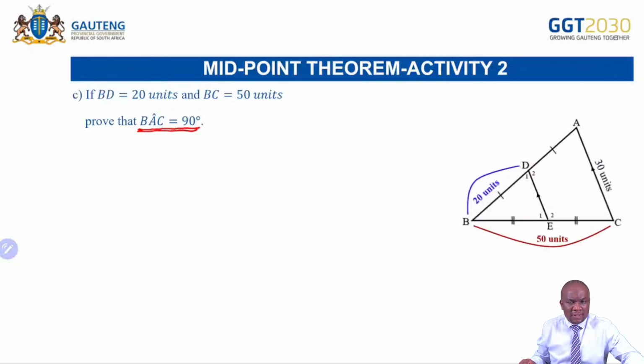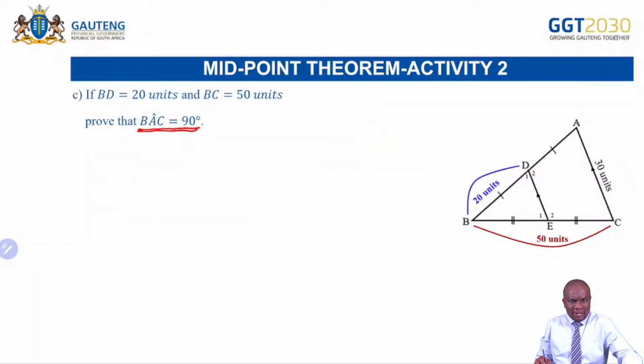The converse of Pythagoras theorem. Right, what does the Pythagoras theorem say? Hypotenuse squared is equal to the sum of the squares of the other two sides. If a triangle is right angled, then hypotenuse squared is equal to the sum of the squares of the other two. Then the converse will say, if hypotenuse squared is equal to the sum of the squares of the other two sides, then the triangle is right angled.